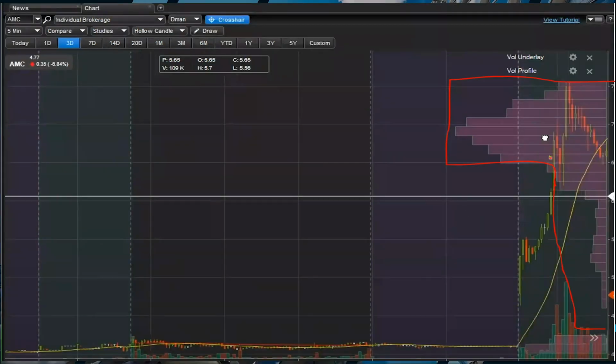Now, this one's a little bit more visible, but I wanted to show you a little bit about this one, right? This is AMC. Can you guys see this L? See how much more visible it is? But where are we on the price?